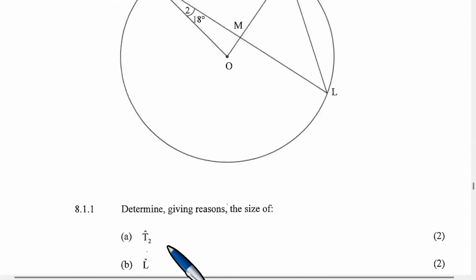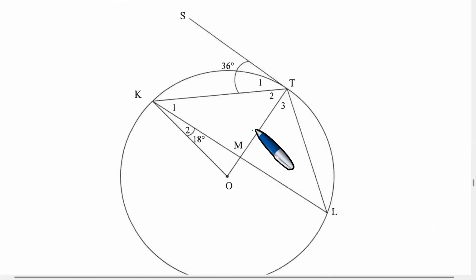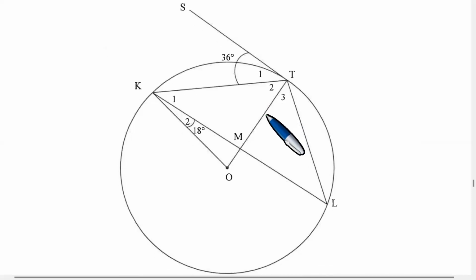What is the size of angle T2? Where is T2? T2 is here. Who can find the size of angle T2? Anyone? T2 is here. What is the size of this one? Anyone?